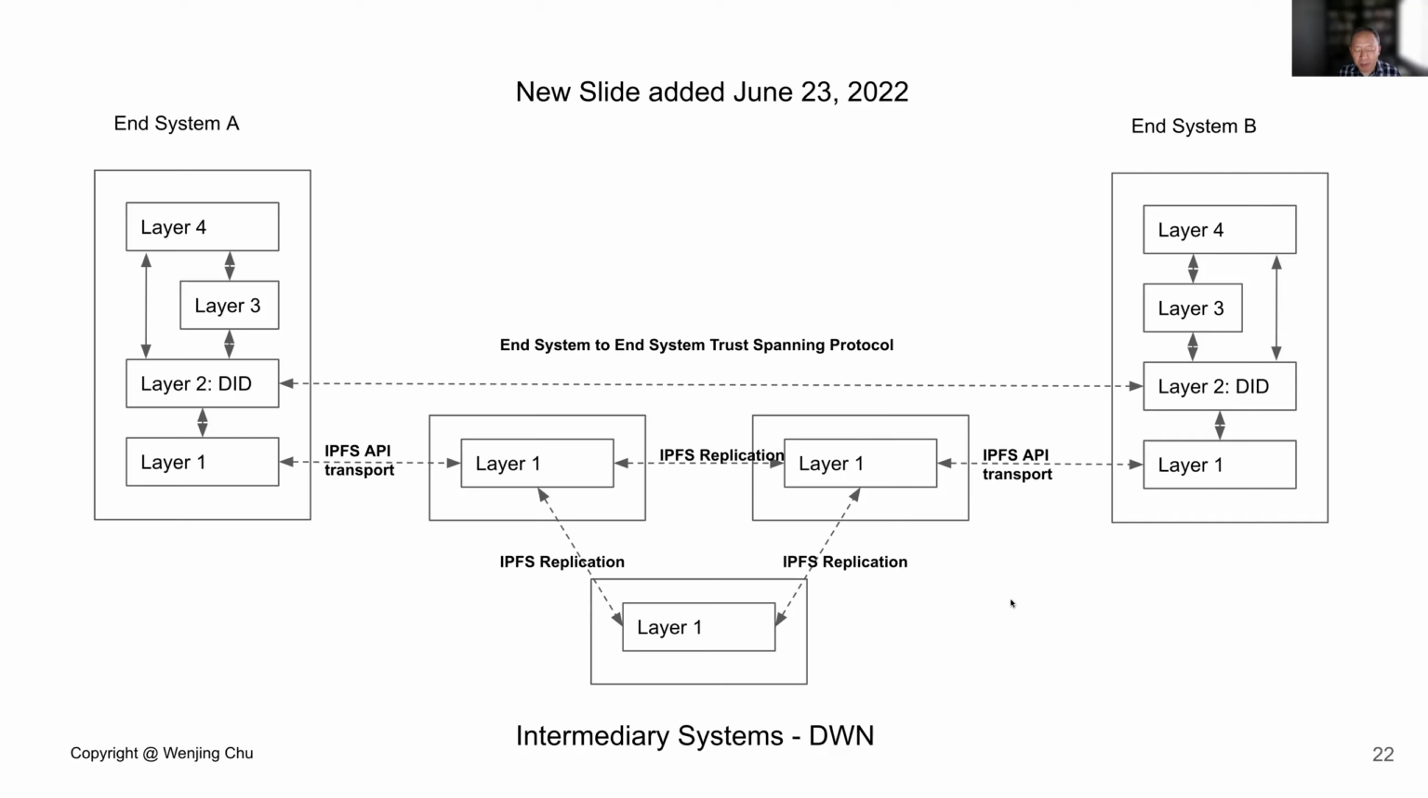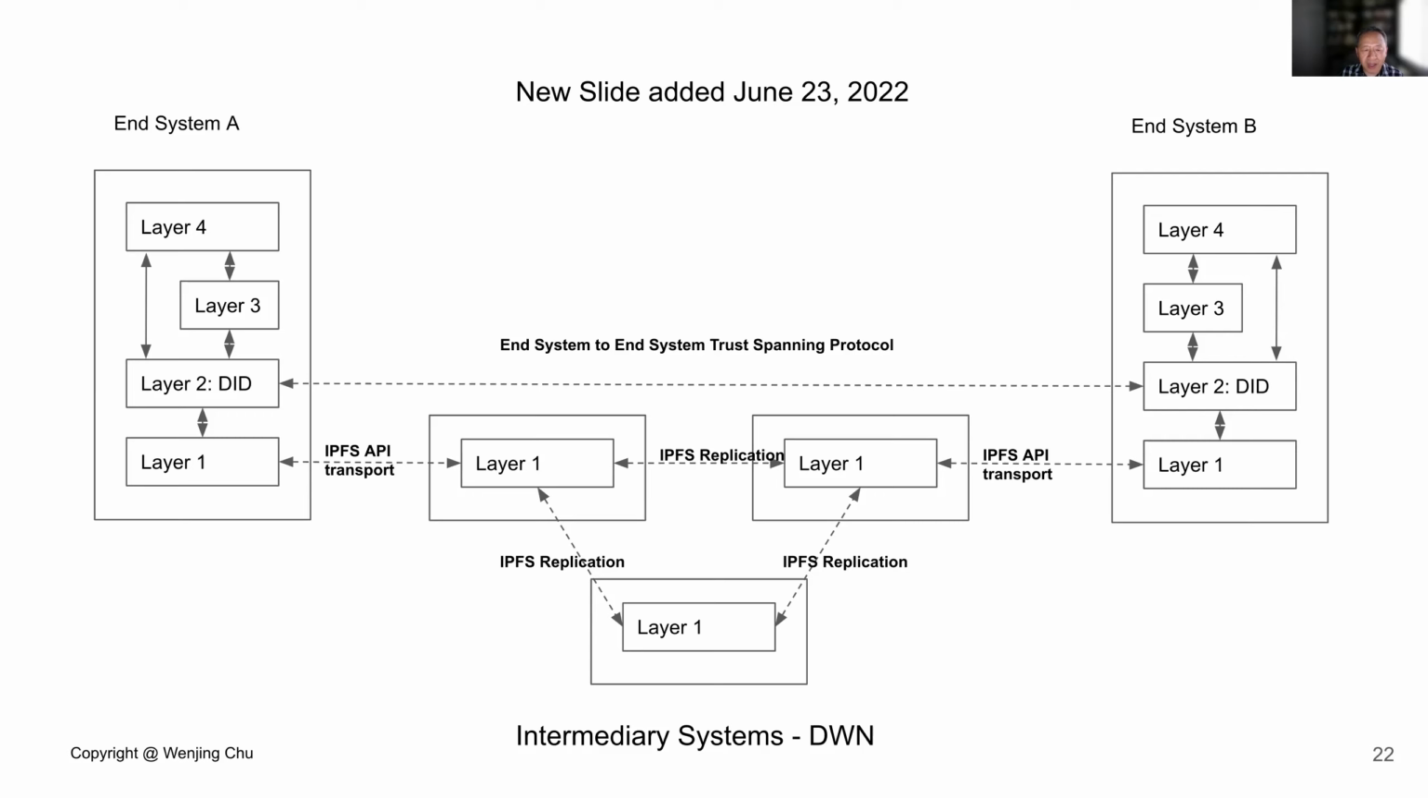Here is another example. This one was added later. I thought it would add here. It wasn't there in the initial IIW presentation, but this is the decentralized web node, or DWN, sometimes called decentralized web platform. They are essentially a very similar thing, based on IPFS and IPFS replication. So the intermediary node system in this case is this DWN, right?